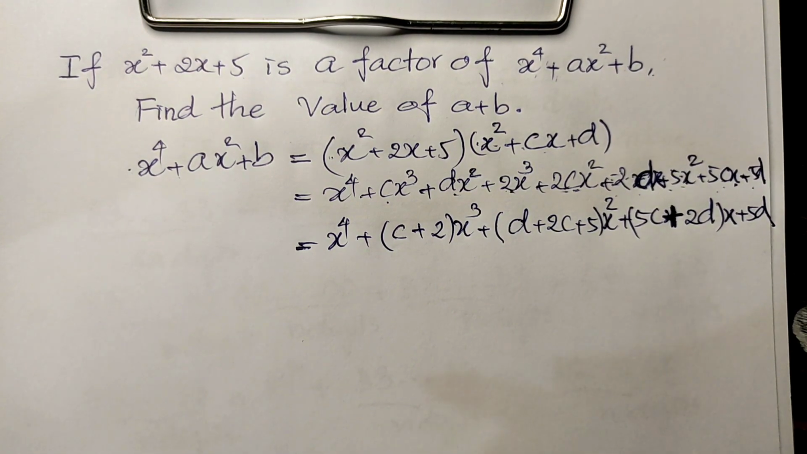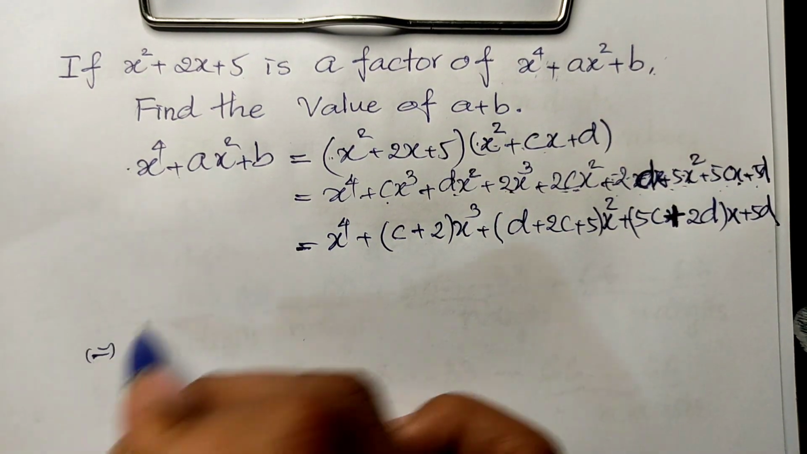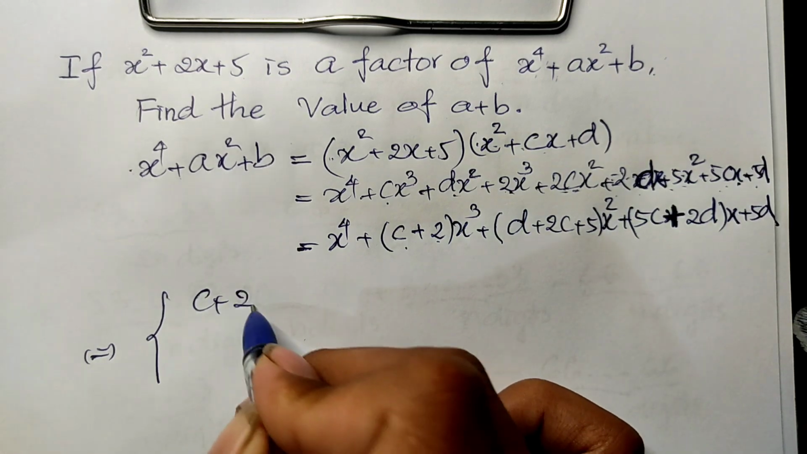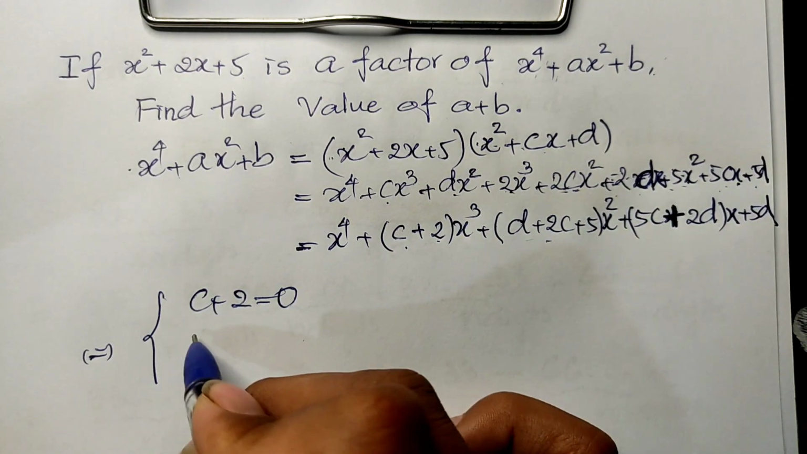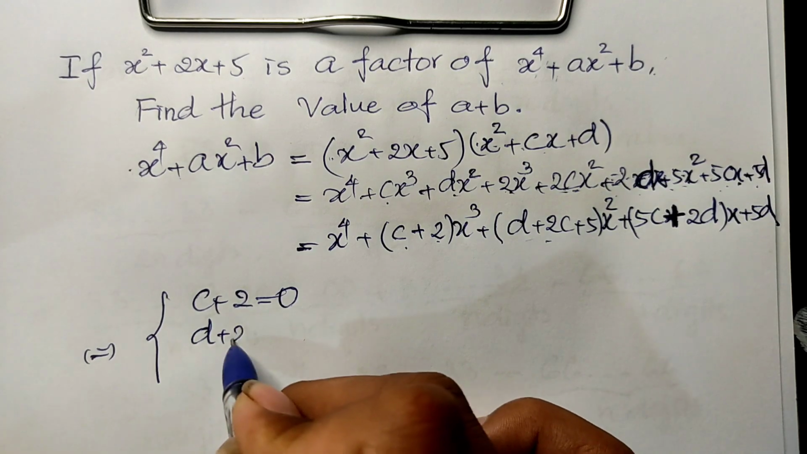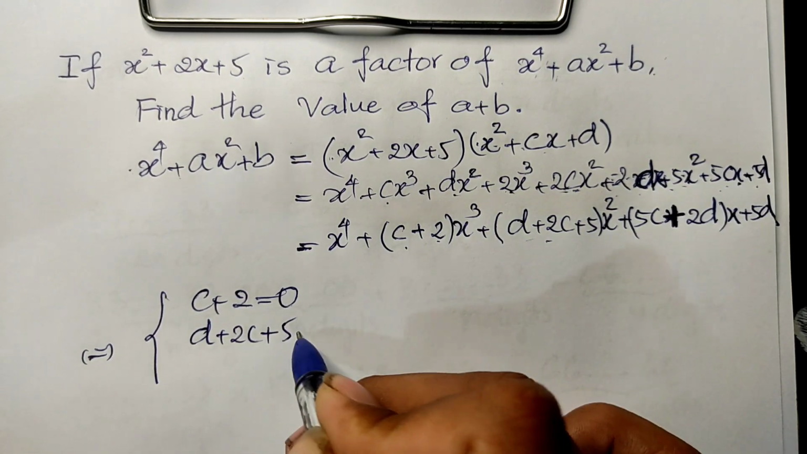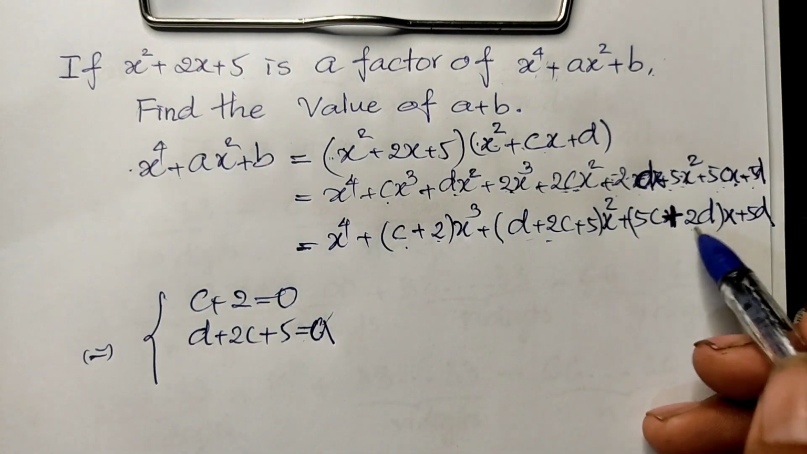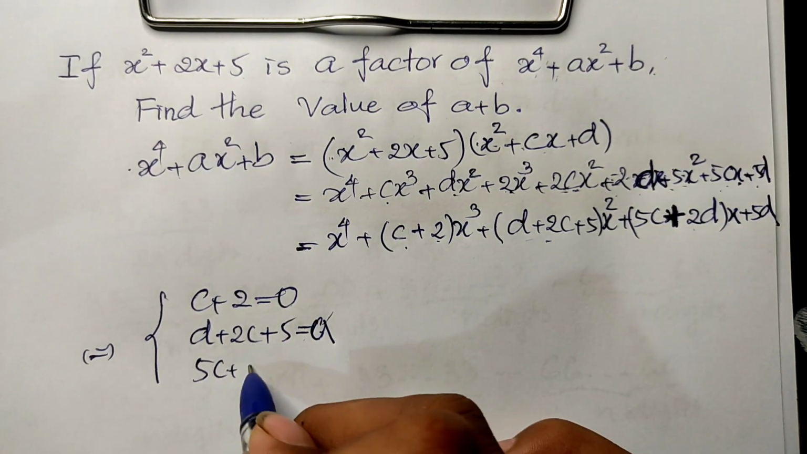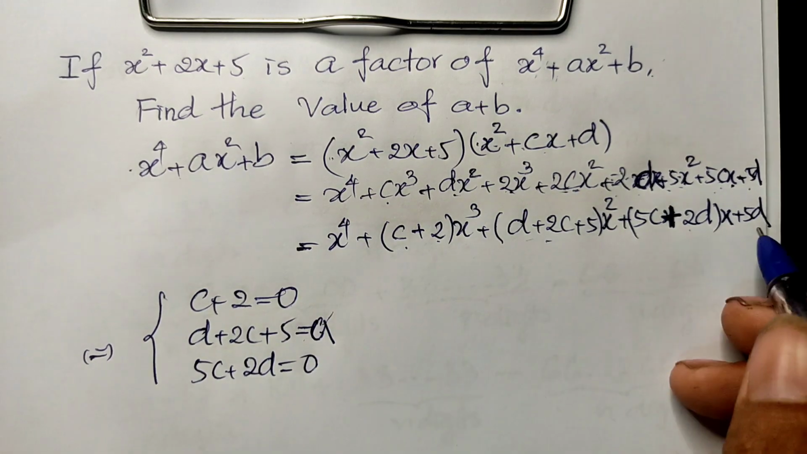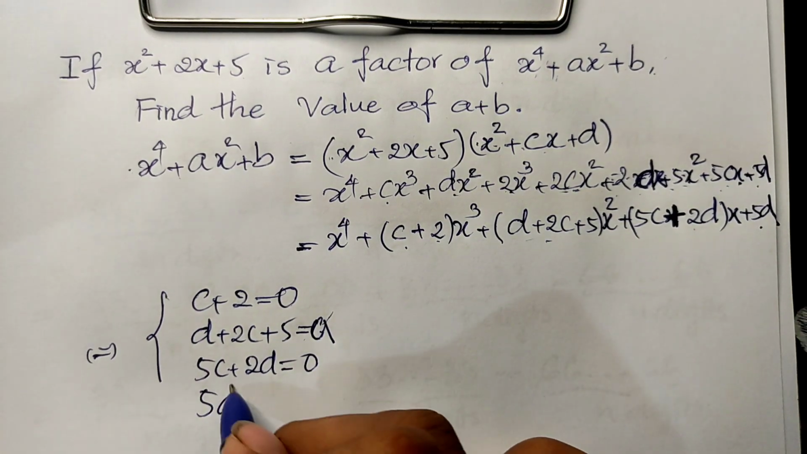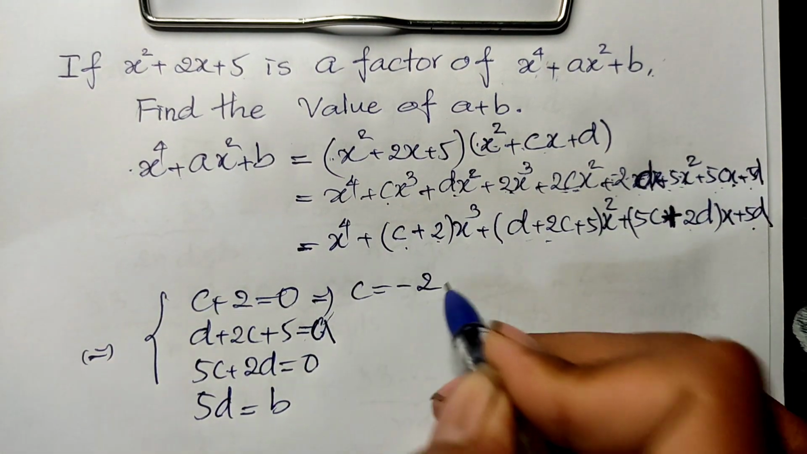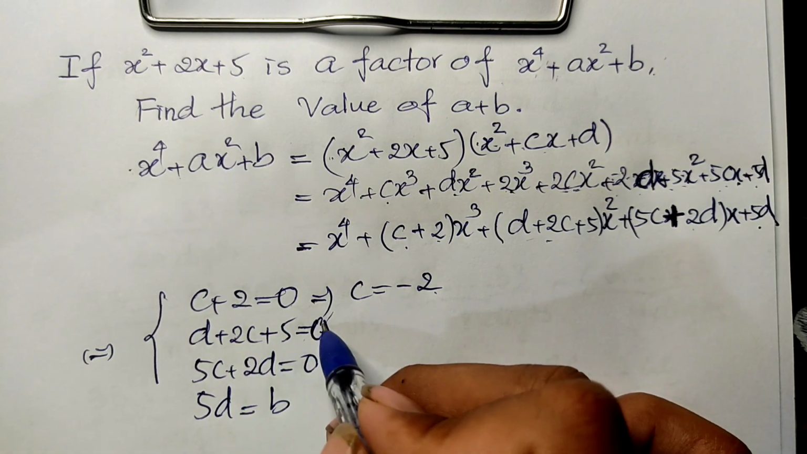Okay, now this we get c plus 2 equals 0, and d plus 2c plus 5 is equal to a, and 5c plus 2d is equal to 0, and 5d is equal to b. And now we get c is equal to minus 2.